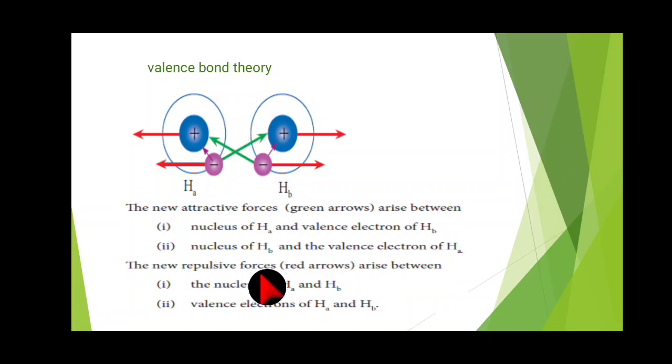Now the new repulsive forces, shown by the red arrow, arise between the nuclei of Ha and Hb, and between the valence electrons of Ha and Hb, right? In the same manner, attractive forces and repulsive forces occur, right?